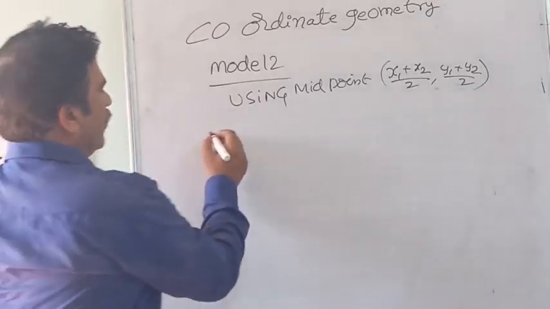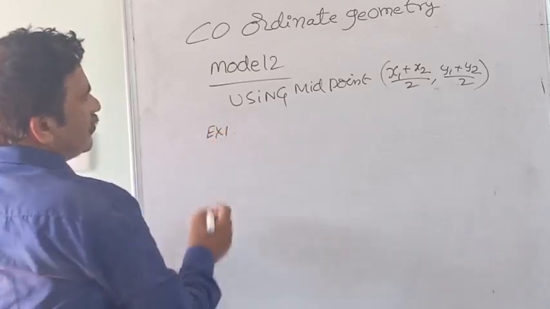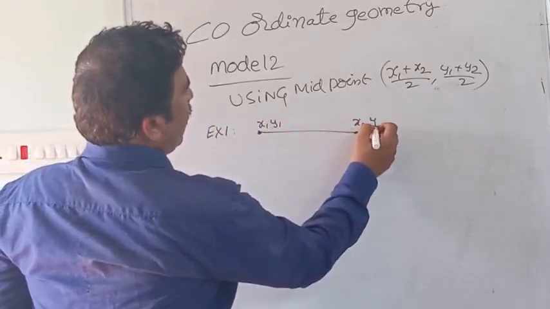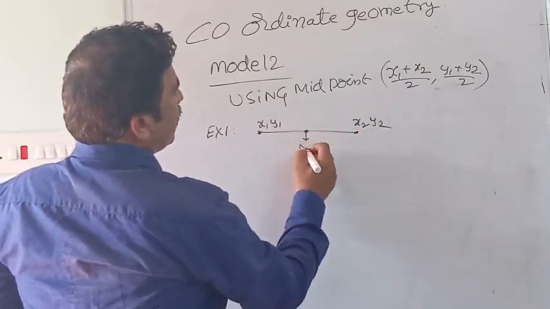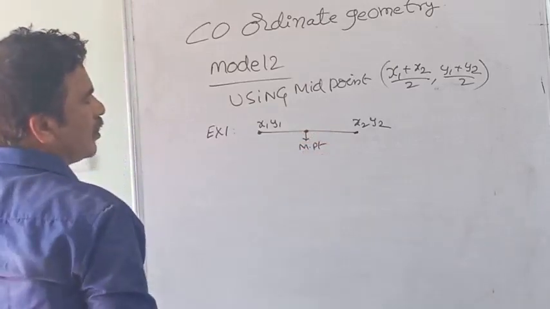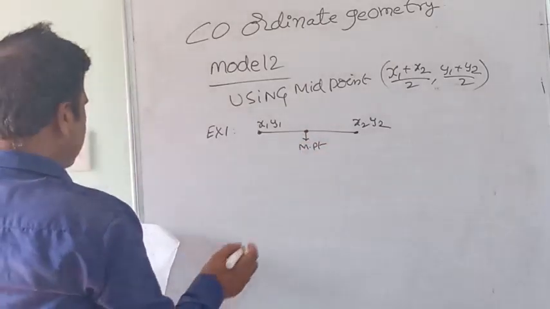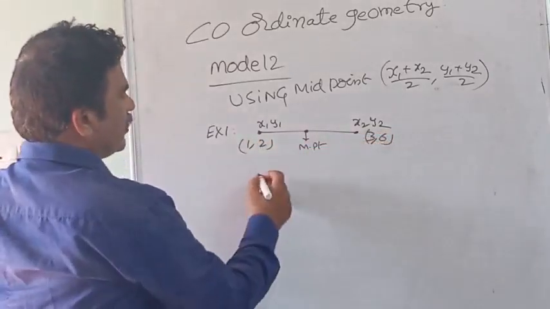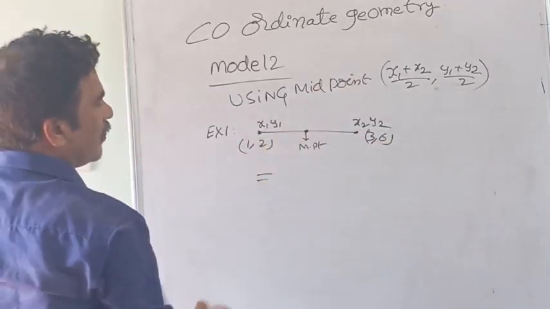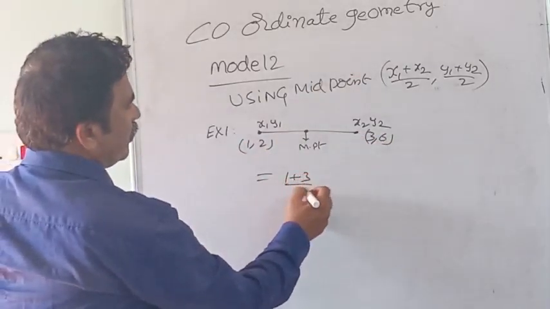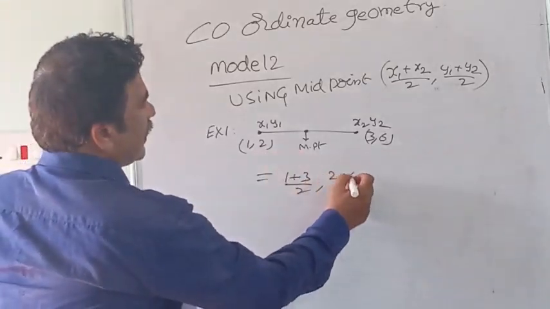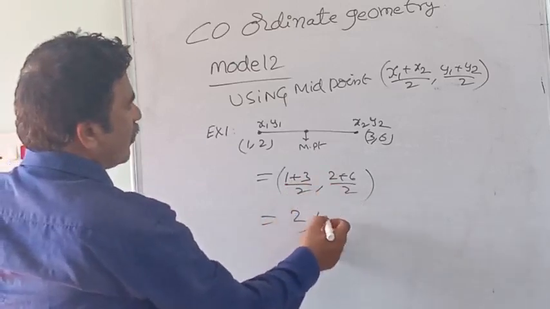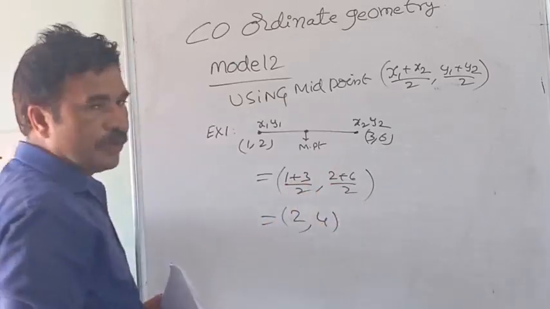Carefully listen. Example 1: straightforwardly he will give x1, y1 and x2, y2, and ask for the midpoint. See example (1, 2) and (3, 6). Find the midpoint; how should we find it? Use the straight formula: ((1 plus 3) by 2, (2 plus 6) by 2). 4 by 2 is 2, 8 by 2 is 4. So (2, 4).